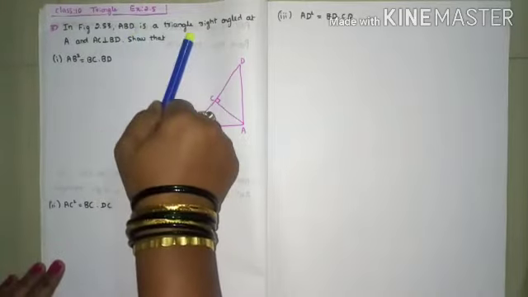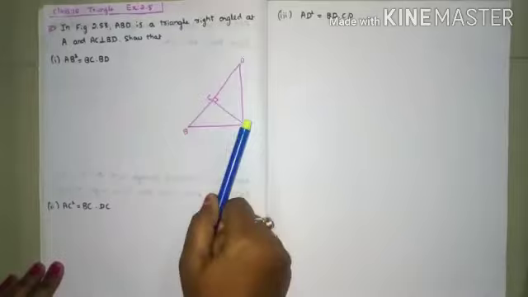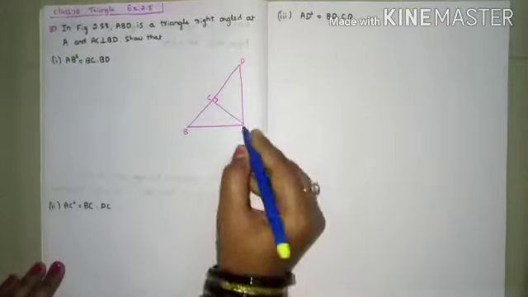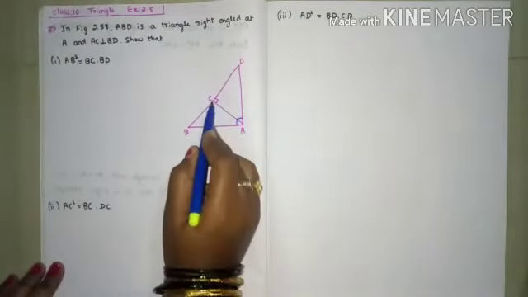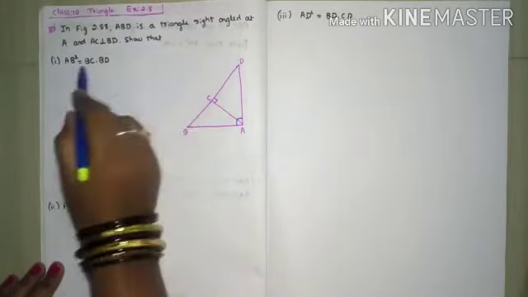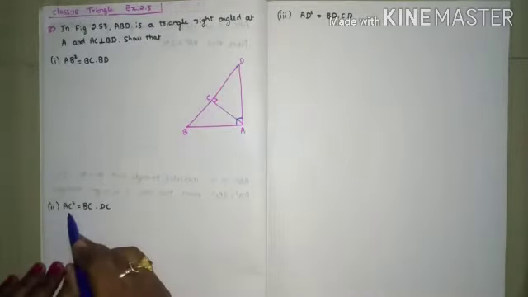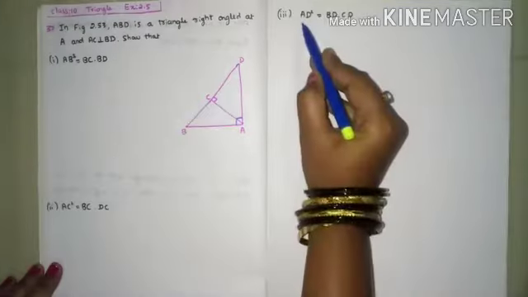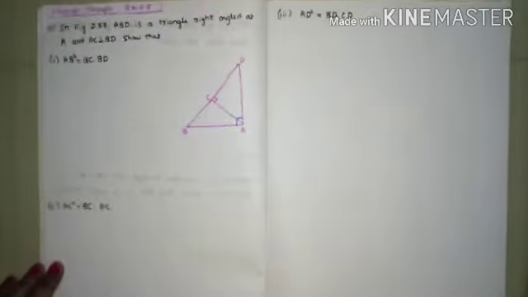ABD is a triangle, right angled at A. Here it is 90 degree, they are telling. And AC is perpendicular to BC, and show that AB square equal to BC into BD, AC square equal to BC into DC and AD square equal to BD into CD. These three results we have to prove in this.